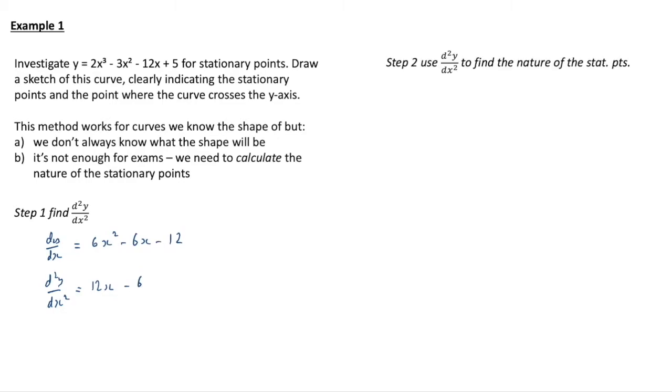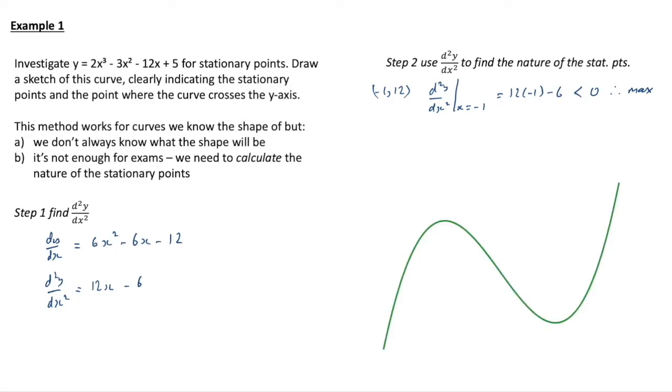Second step is to use the second derivative to find the nature of the stationary points. So that means we have to put the x value into that expression for the second derivative, which for the point (-1, 12), x equals minus 1, and so we have 12 times minus 1, take away 6. We don't actually even have to work that out. If we can look at it and see obviously it's going to be less than 0 because both bits of it are negative, then we can just state that it's less than 0, and therefore we have a maximum. So if we sketch our curve as we go along, then that tells us that that point must be (-1, 12).